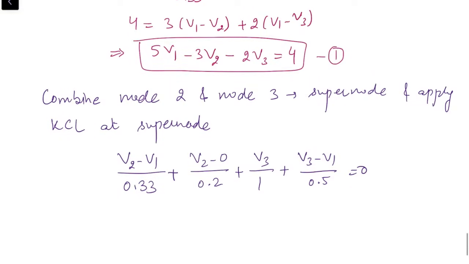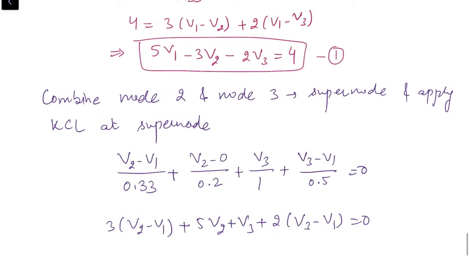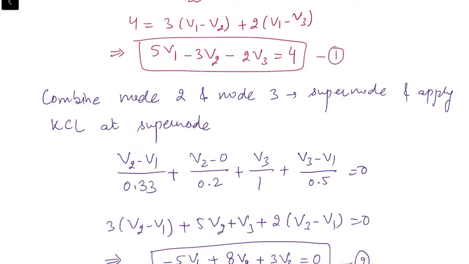So this one becomes 3 times (V2 minus V1) plus 5 times V2 plus V3 plus 2 times (V3 minus V1) equal to 0, and simplification will lead to our second equation, which is minus 5V1 plus 8V2 plus 3V3 equal to 0. This is the second equation.